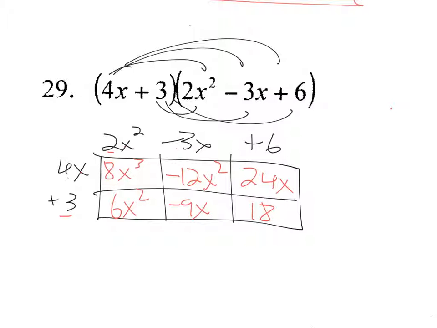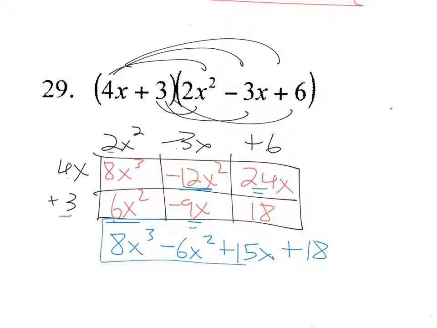It's a good sign if your terms that are diagonal from each other are similar. That's just kind of a good sign. I combine like terms, 8x cubed minus 6x squared plus 15x plus 18. Now that was fun.